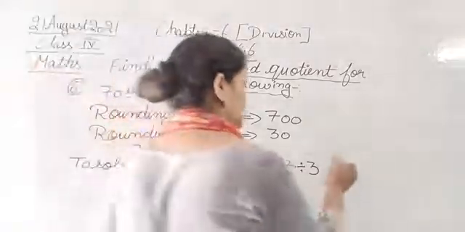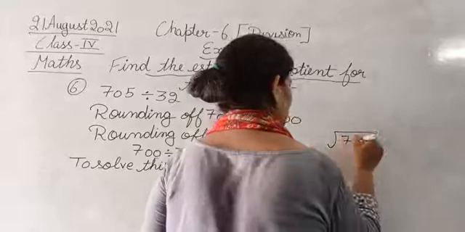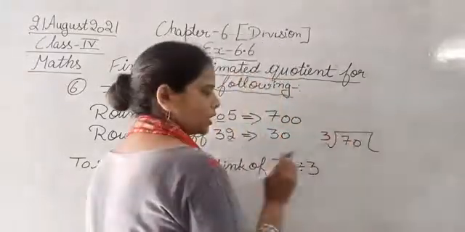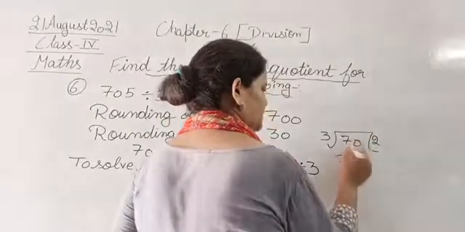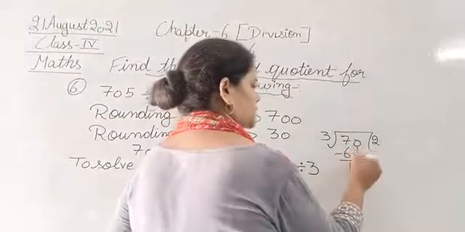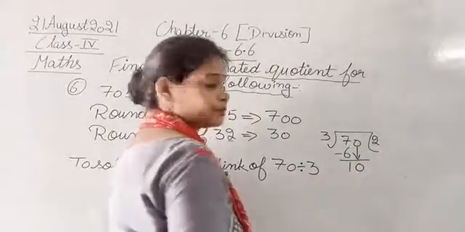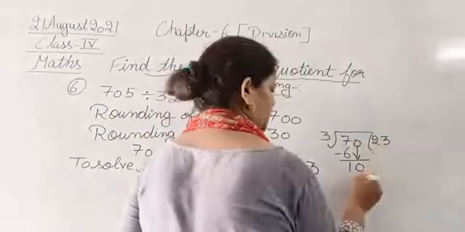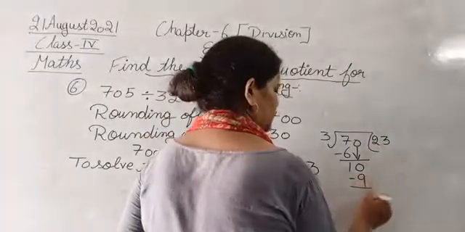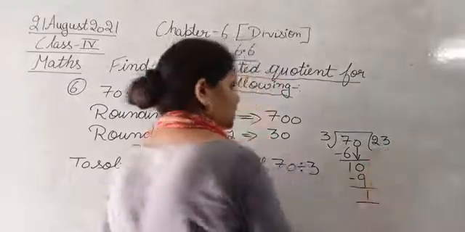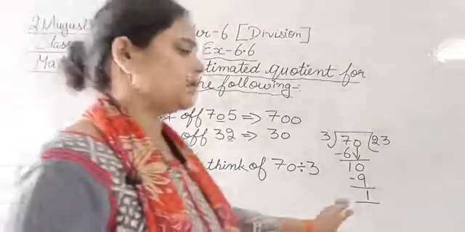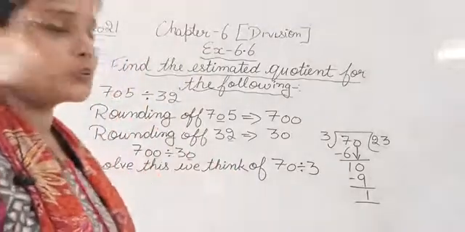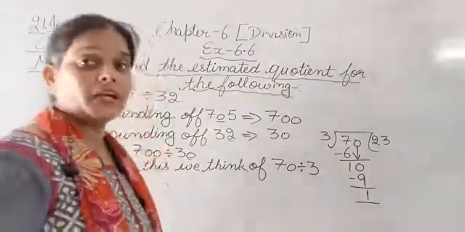So now let's divide 70 by 3. Okay, 3 2s are 6. 7 minus 6, 1. Bring down the next number, that is 0. 3 3s are 9. 10 minus 9, 1. This is 23. Now the quotient we got is 23 and the remainder is 1. So the estimated quotient is 23 whereas the remainder is 1.